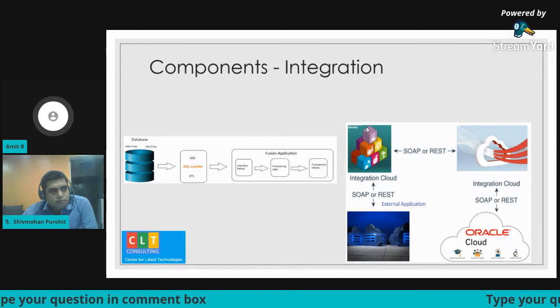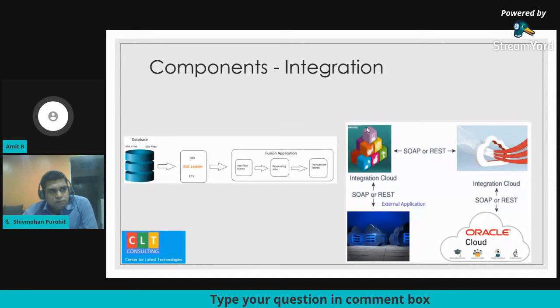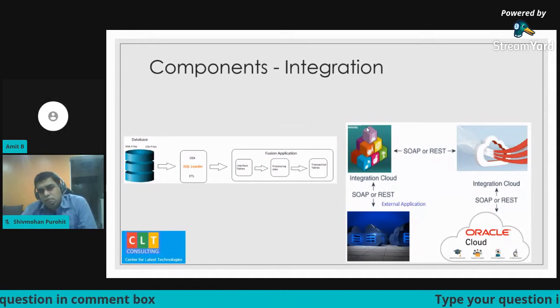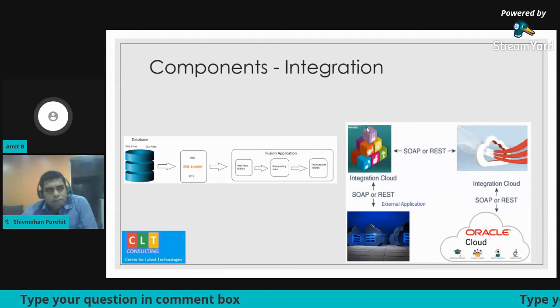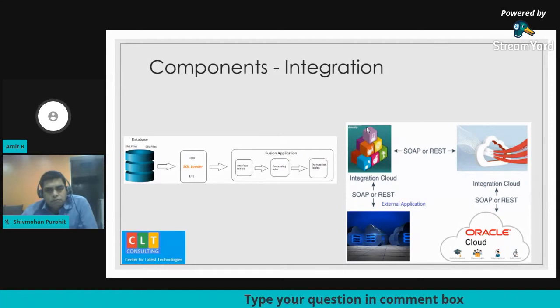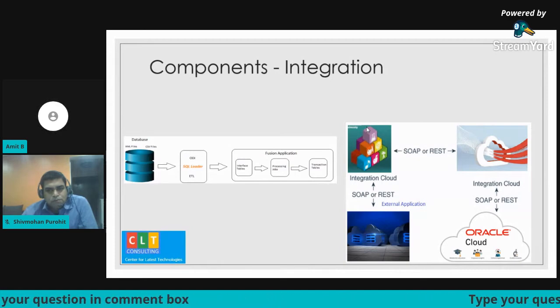So that is how, as this picture shows, Oracle Cloud ERP integrates or communicates with other cloud ERPs as well. It could integrate or communicate with other on-premise applications as well, and external applications as well, and you can use different programs for that.